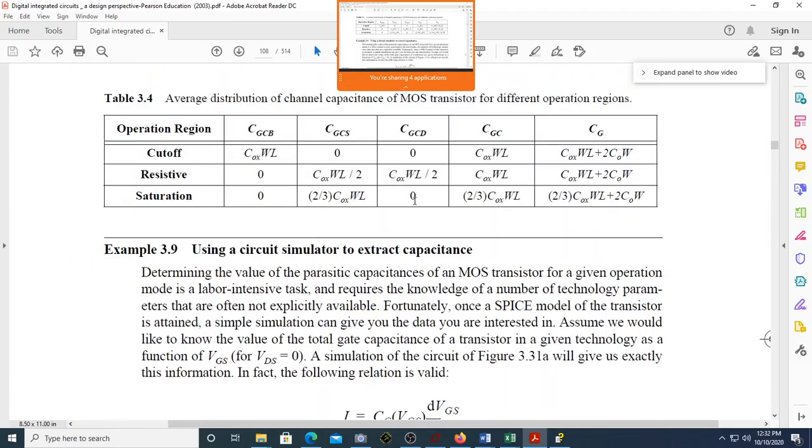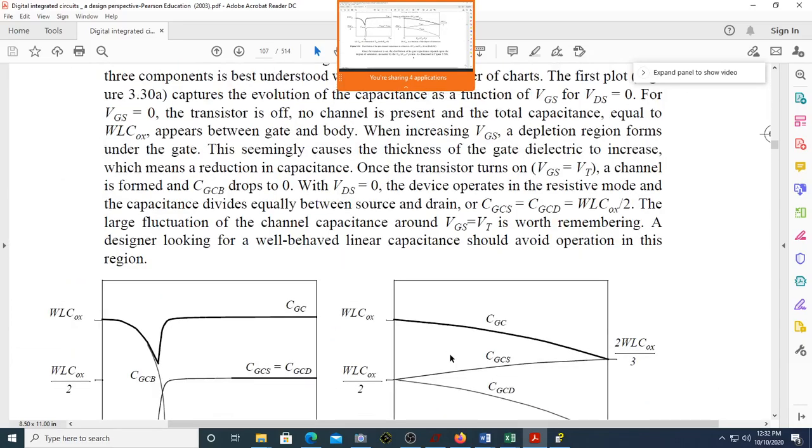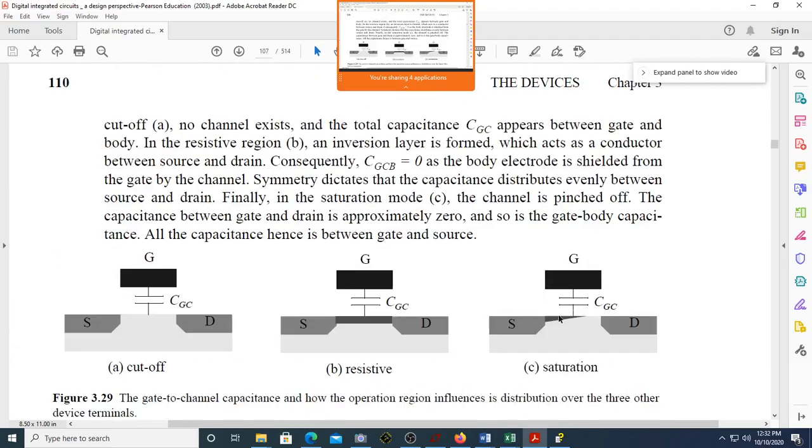It is 0 because the channel is pinched off towards the drain side, as the transistor is now in the saturation region. Since it is in saturation, here it is pinched off. But here you can see the capacitance is not fully given to the source side. Only 2/3 of Cox into W by L is given to the source side. The entire CGC is not given here, only 2/3 of that. Of course, 1/3 is missing.